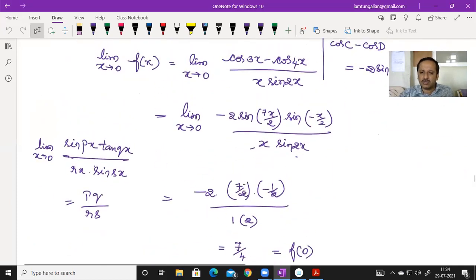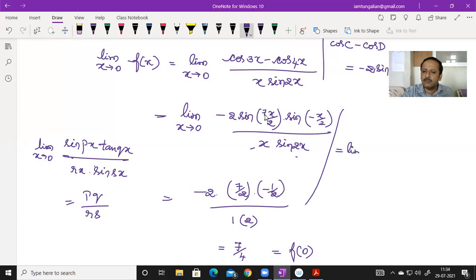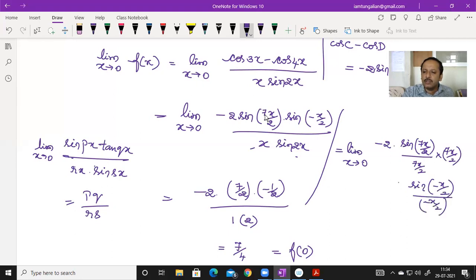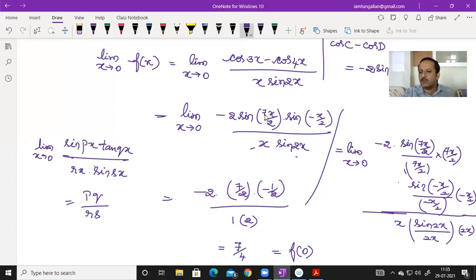Now, okay, maybe you have not understood here. Okay, I'll give you another idea. After this, that's equal to limit x tends to 0, minus 2 is there, sin 7x by 2 is there, no? I will divide by 7x by 2 and multiply by 7x by 2. Into sin of minus x by 2, divide by minus x by 2 and multiply by minus x by 2. All divided by x, I'll keep it as it is. Sin 2x, I divide by 2x and multiply by 2x.